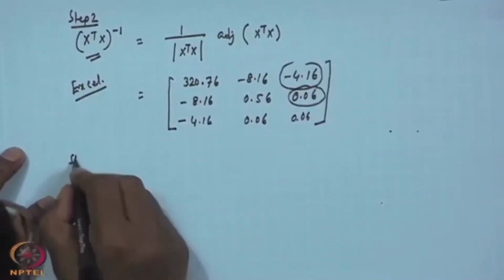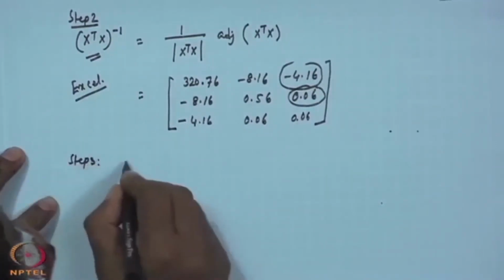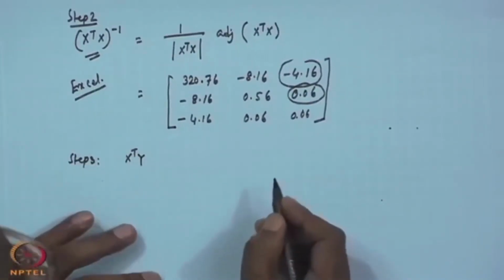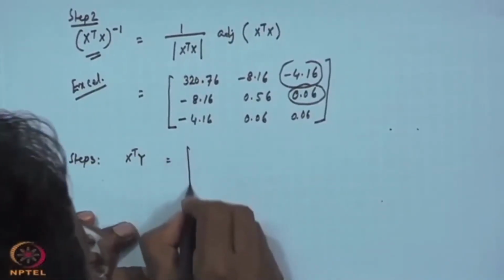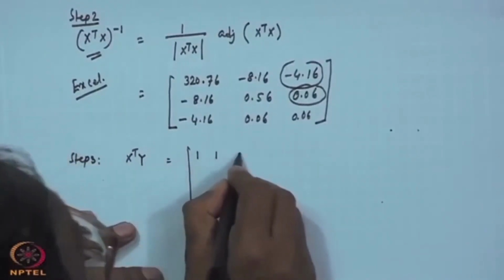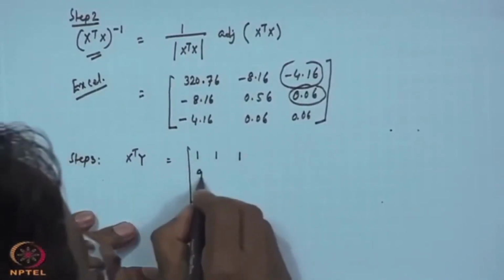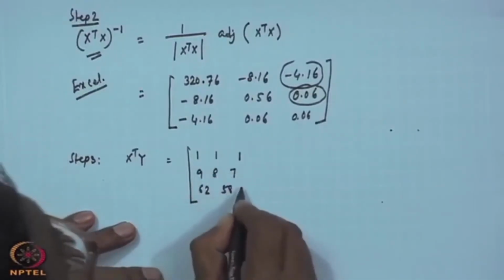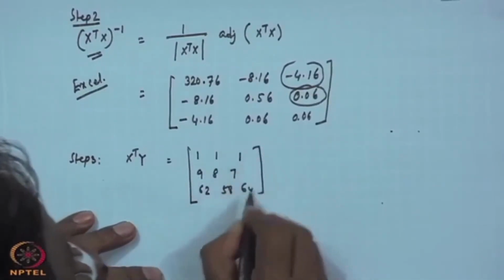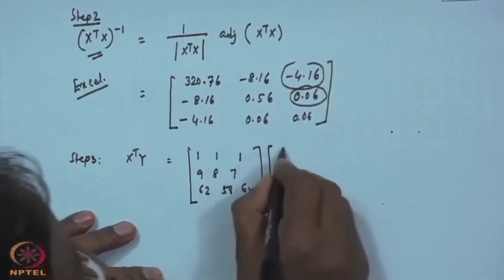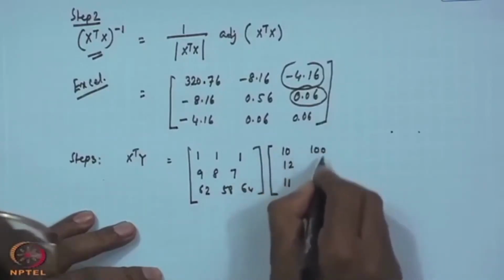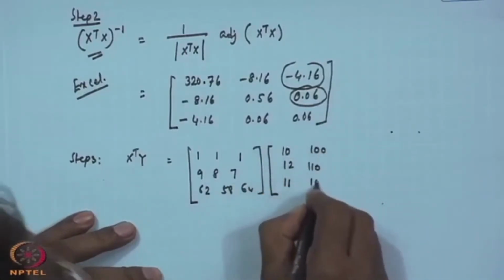Your step 3 is to compute X transpose Y. So if you write down X transpose Y: 1 1 1, then 9 8 7, then 62 58 64, and the Y values are 10, 12, 11, 100, 110, 105.